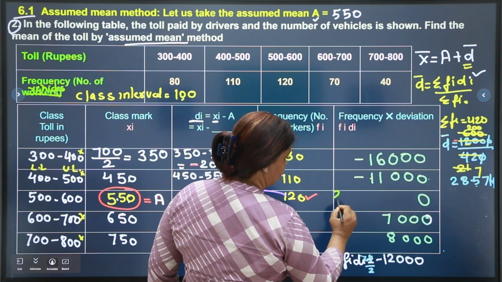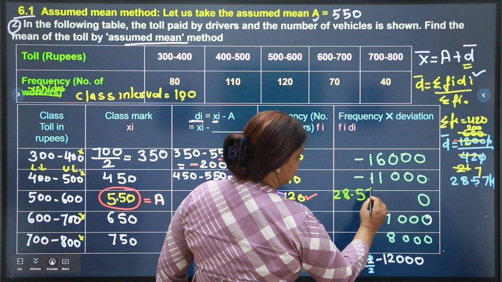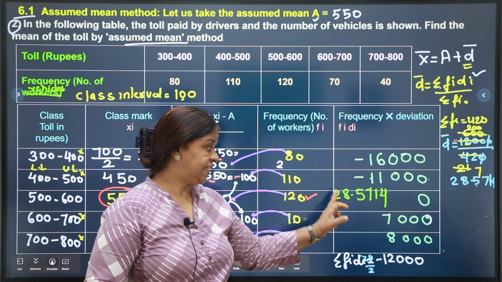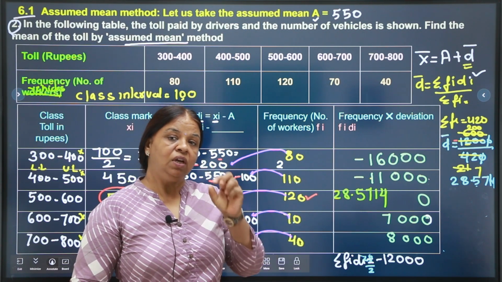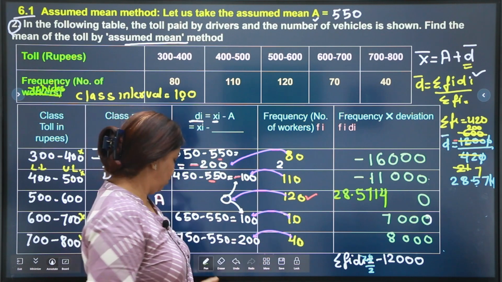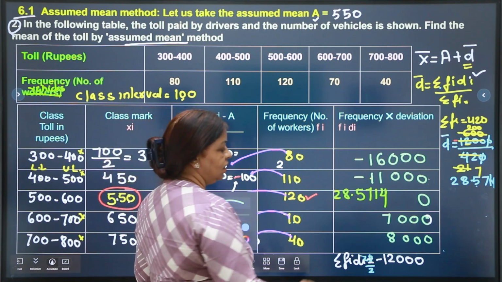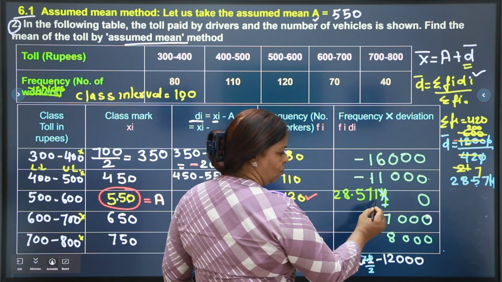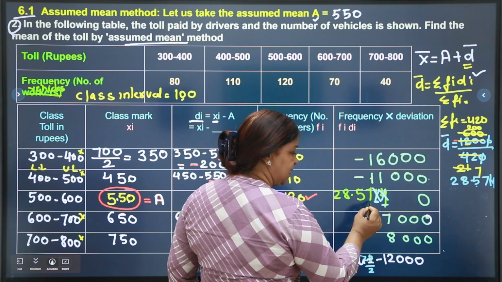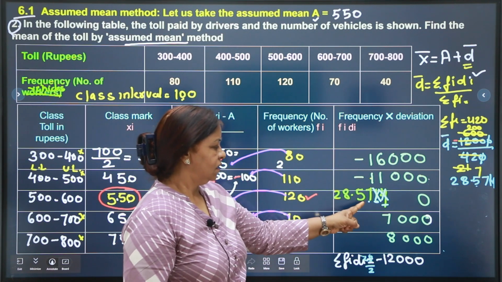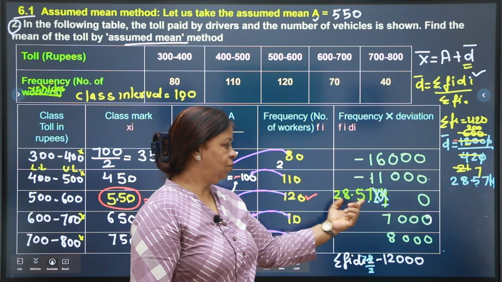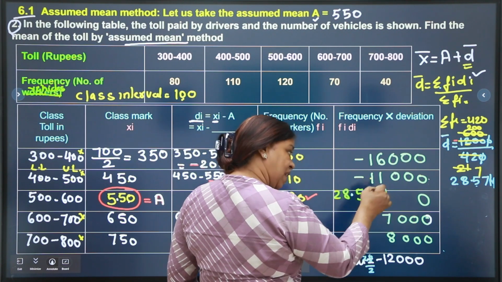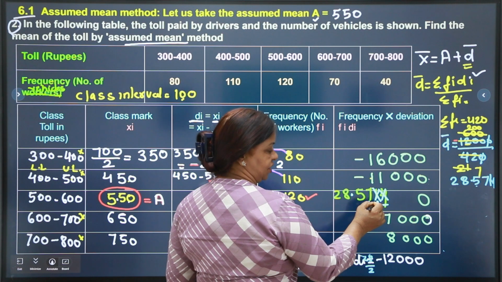Let me write here 28.5714. Now there are 4 digits after the decimal. We need to take only up to 2 digits. And how to take up to 2 digits? Let's see. The last number is 4, which is less than 5, so you can cut it. 1 is also less than 5, you can cut it. But 7 is, you can take up to 2 digits. They are less than 5, so directly you can cut without adding any number to the preceding digit.